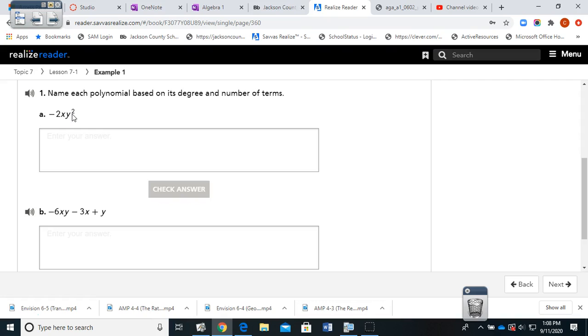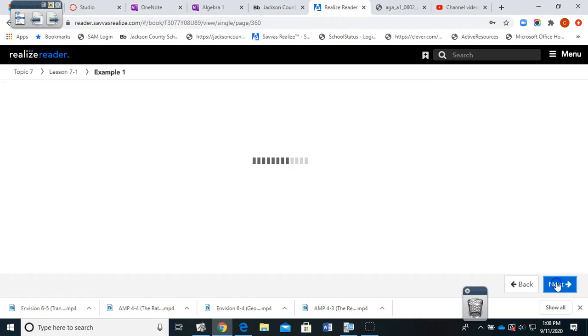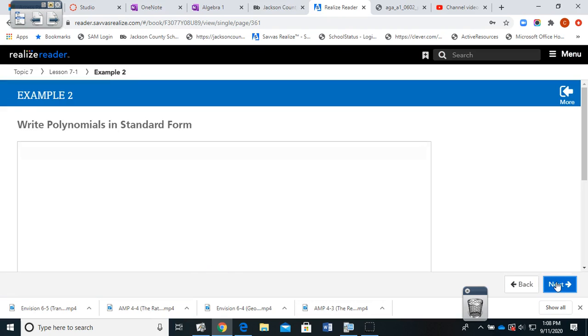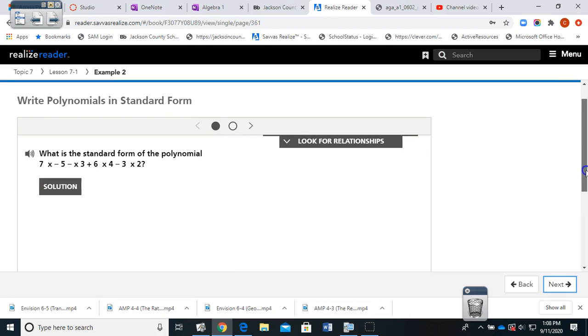What's the degree for B? 2. This one has 1. This one has 1. This one, though, has 1 and 1 make 2. So it is a quadratic. How many terms? Trinomial. A quadratic trinomial. Everybody good? It's very easy. We have a chart with the words on the test.